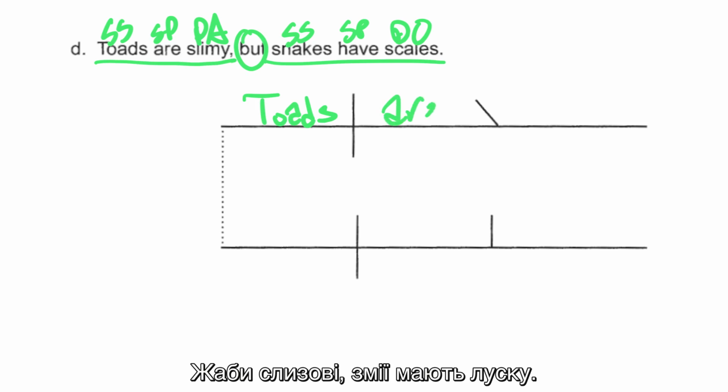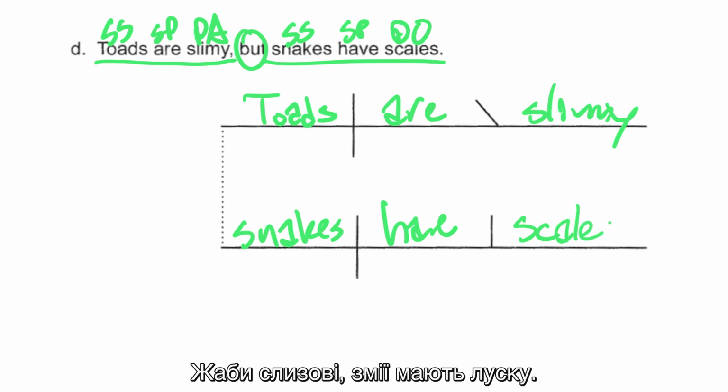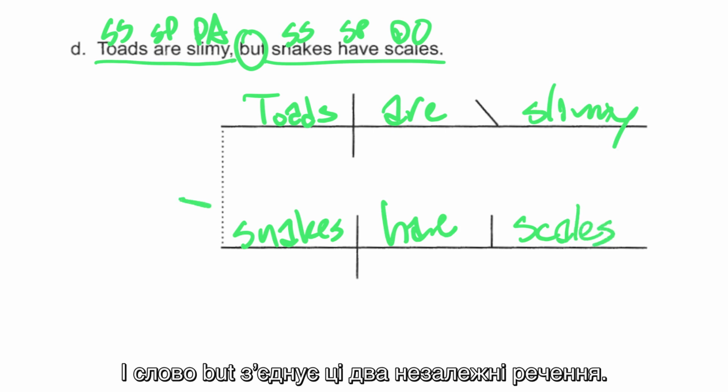Toads are slimy. Snakes have scales. And the word but connects these two independent clauses.